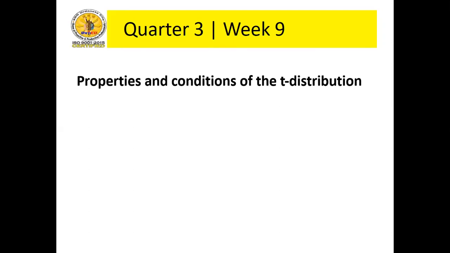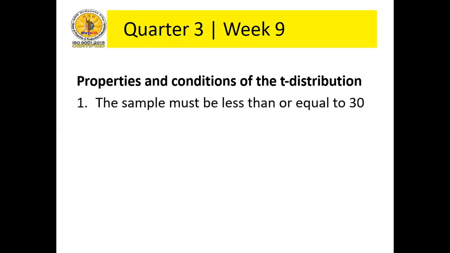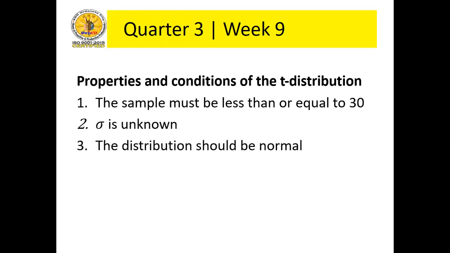So the properties and conditions of the t-distribution: the sample size must be less than or equal to 30, the standard deviation is unknown, and the distribution should be normal.